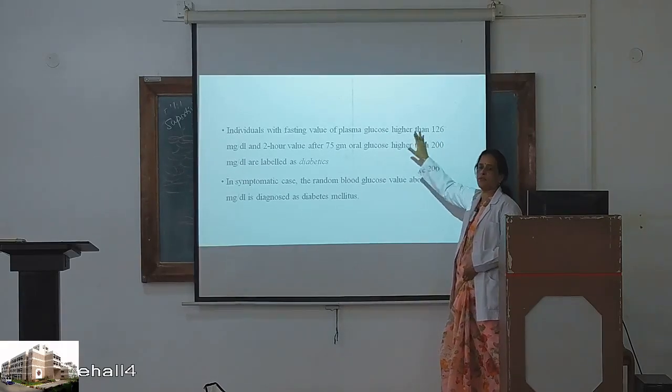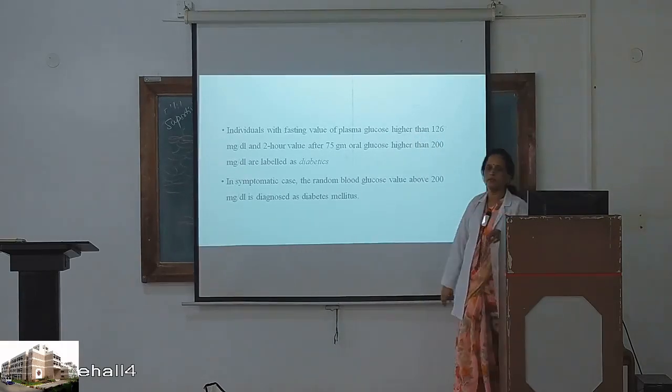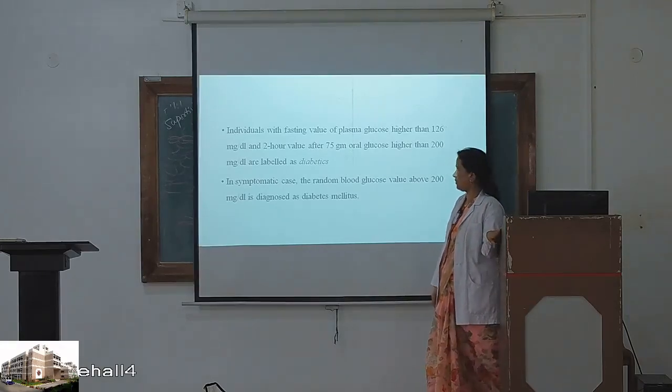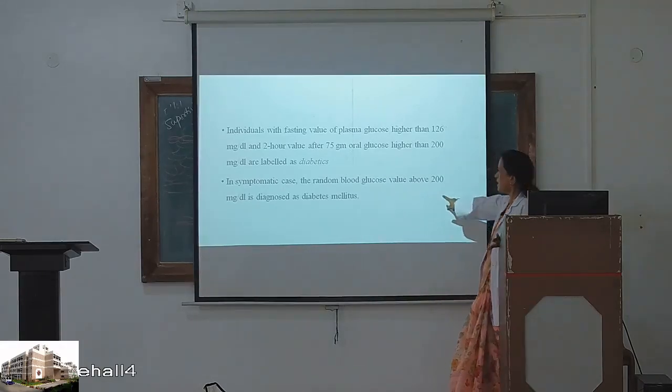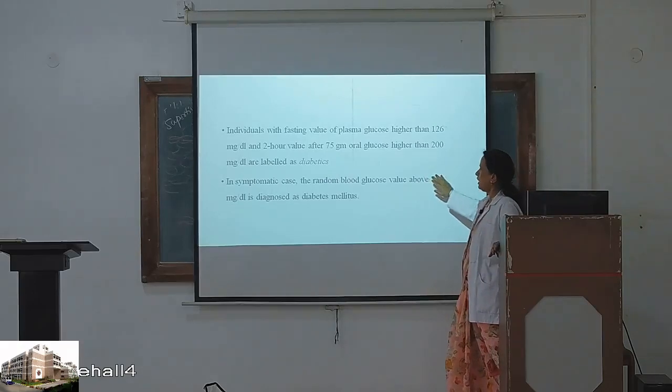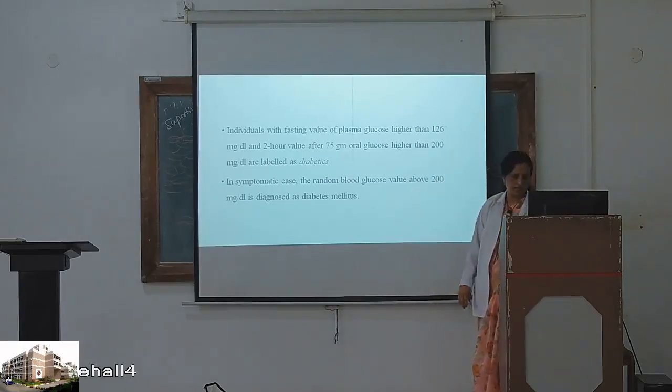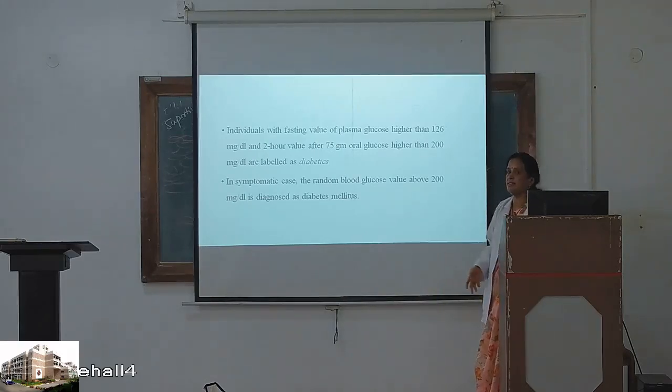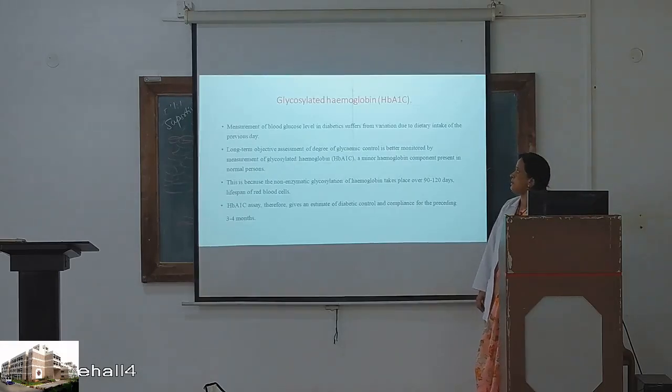This is again another question that is asked in the practical examination. So in symptomatic cases, a random blood glucose value above 200 milligrams is diagnosed as diabetes mellitus. So this is the criteria. What criteria? Laboratory criteria to make a diagnosis of diabetes mellitus.